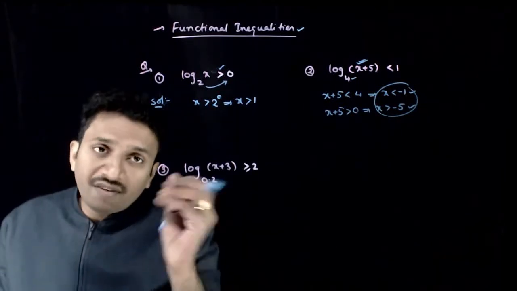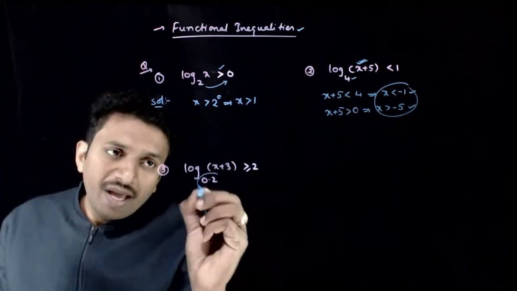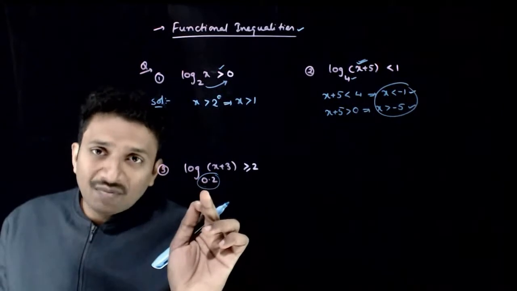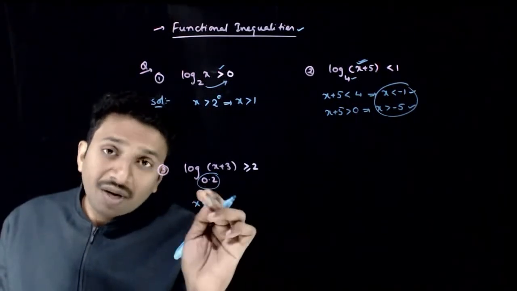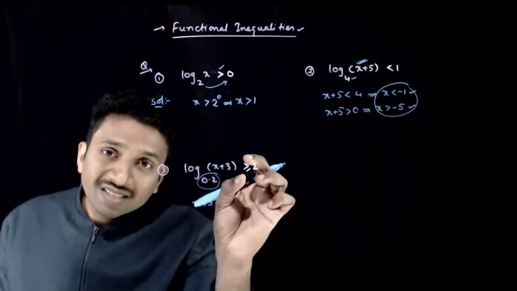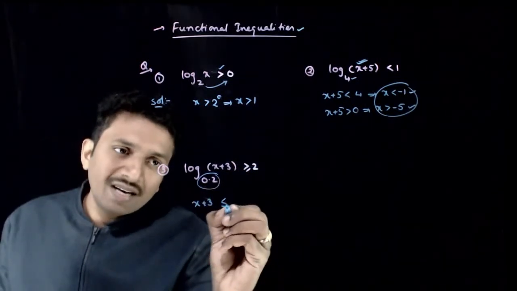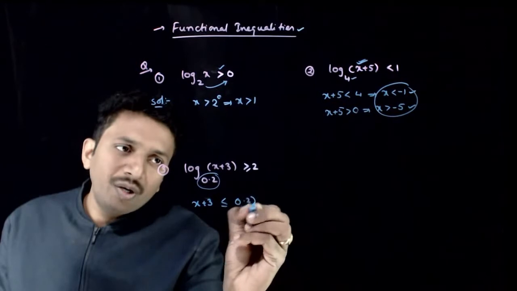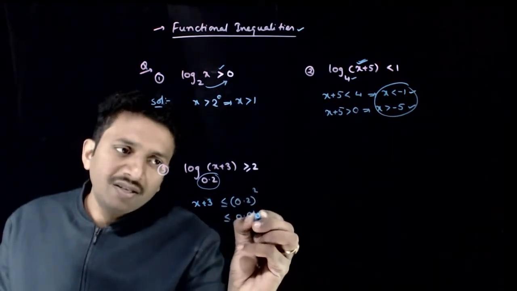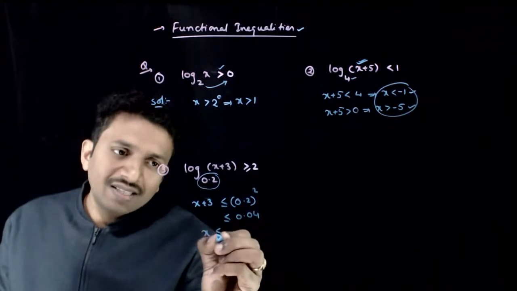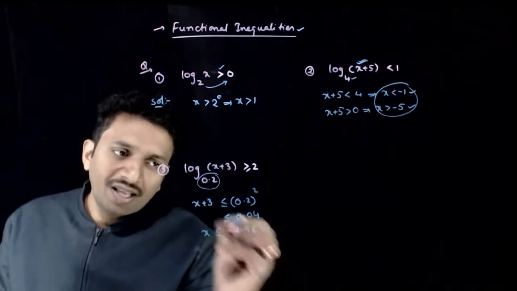If you go for the third function, here the base 0.2 is less than 1, that is in between 0 and 1. So for x plus 3, when you convert this into exponential form, the sign reverses. So it is less than or equal to 0.2 whole square, which is 0.04. So x is less than or equal to minus 2.96.